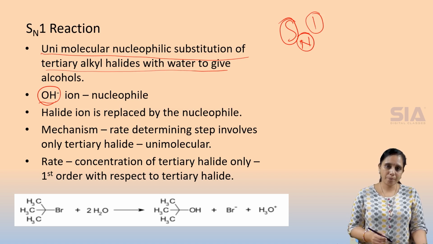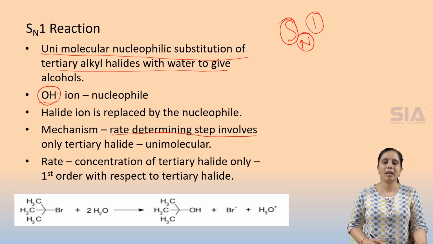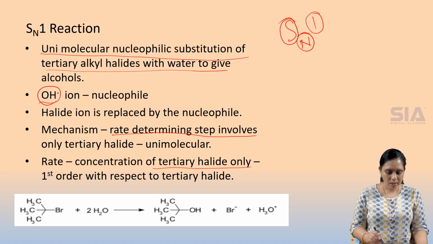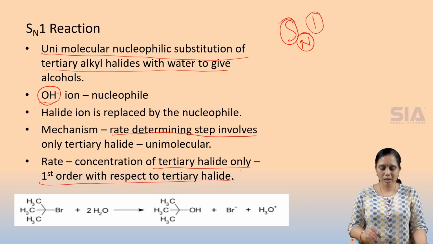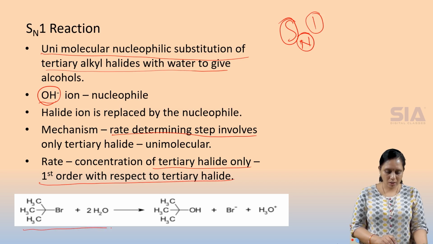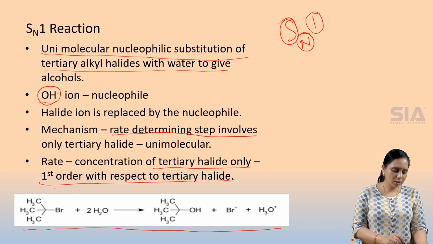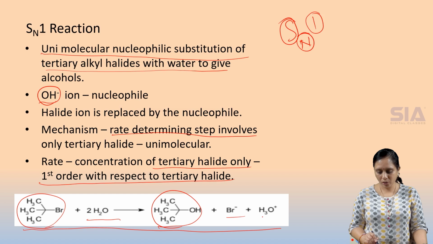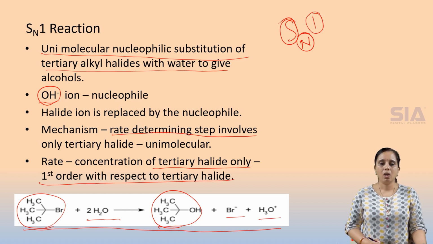As for the mechanism, the rate determining step involves only the tertiary halide. This reaction becomes unimolecular in nature, and the rate of reaction depends only on the concentration of tertiary halide. Hence it is a first order reaction with respect to tertiary halide. In the general example given here, tertiary butyl bromide reacts with water to give tertiary butyl alcohol, bromide ion and H3O plus ion.